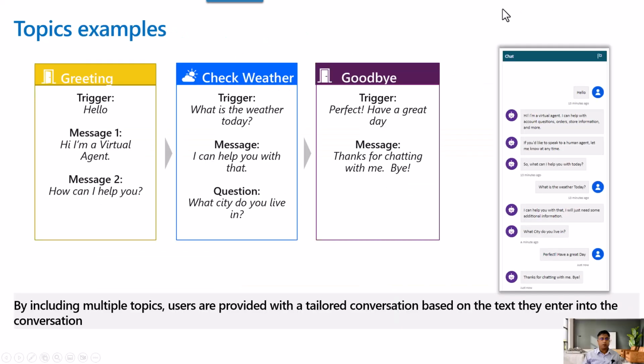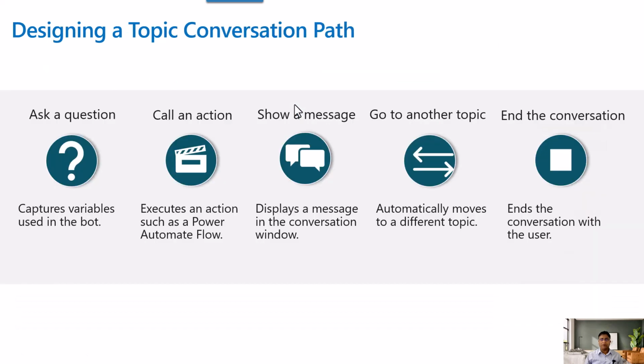Here are some quick examples of topics. The trigger is hello, and then the whole greeting topic starts, sending a message that I am a virtual agent and how can I help. Similarly, for check weather, the trigger is what is the weather today, and immediately it understands that it needs to start the check weather topic, and then it starts messaging and asking questions. In the same way, for goodbye, the topic is started when the trigger is perfect, have a great day, which means that you are going to send a goodbye message. So this is how the topic works.